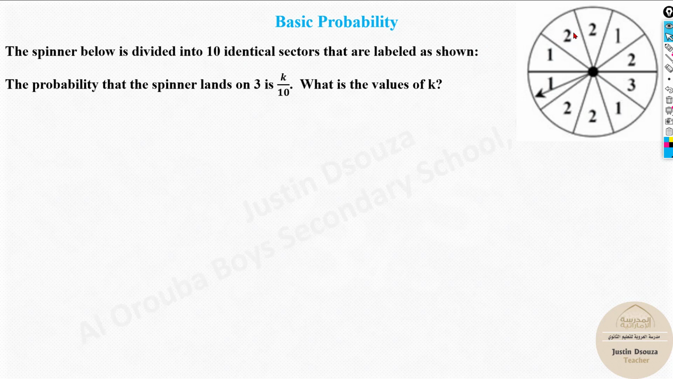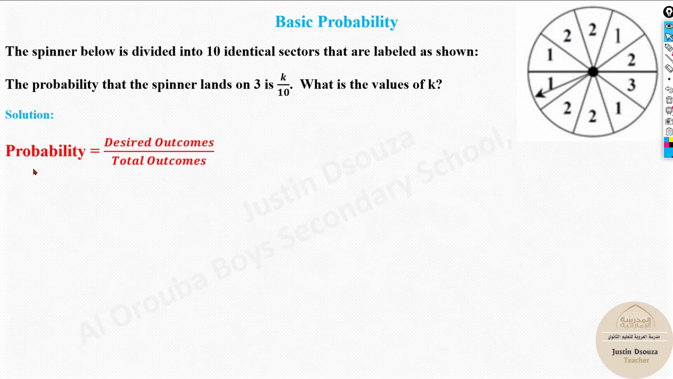identical sectors. So you can see 10 equal pieces in the spinner, that are labeled as shown. The probability that the spinner lands on 3 is given as k by 10. We need to find the value of k. Before we begin this problem, let us understand one important thing.